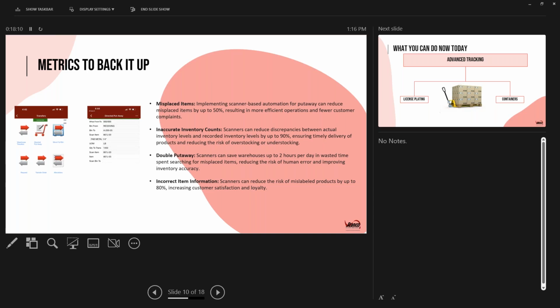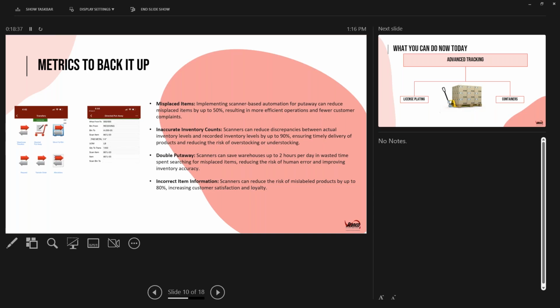Because we're able to actually tell it where it needs to go, we're doing a second checkpoint, and we're always validating the items. This is going to help our cycle counts tremendously to make sure that when I am starting to order, we're not overstocked, we're not understocked, that we have a true faith in our inventory at all times. That double put away, it's going to save up to 2 hours per day.